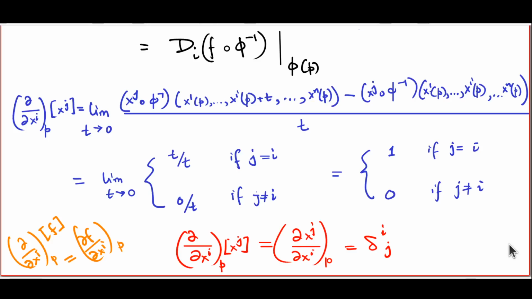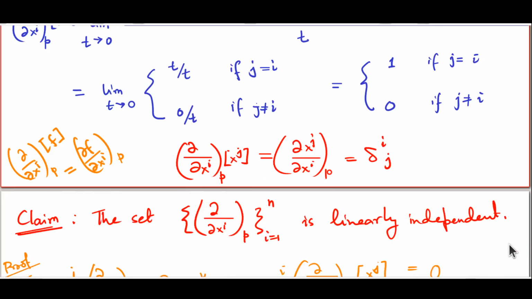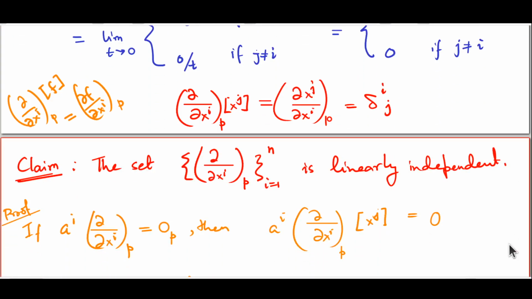Now, the proof that ∂/∂x^i at p, as i runs over 1, 2, 3 all the way up to n, are linearly independent follows simply from this result that ∂/∂x^i at p acting on the function x^j gives you δ^j_i. All you have to do is to take a combination a^i ∂/∂x^i at p. Here summation over the index i, which is repeated, is assumed. So this really means a^1 ∂/∂x^1 at p plus a^2 ∂/∂x^2 at p all the way up to a^n ∂/∂x^n at p.